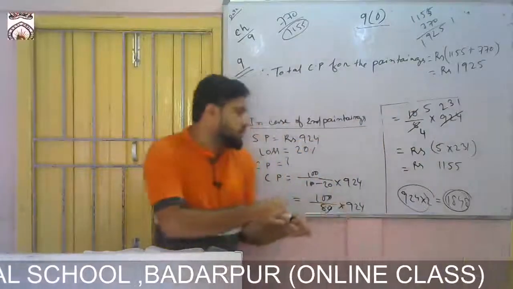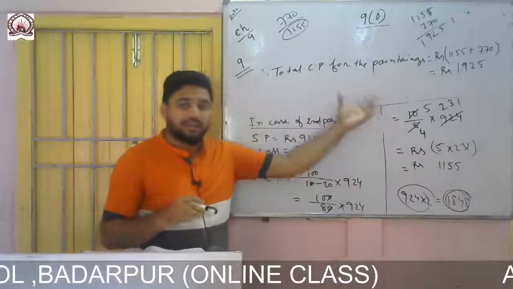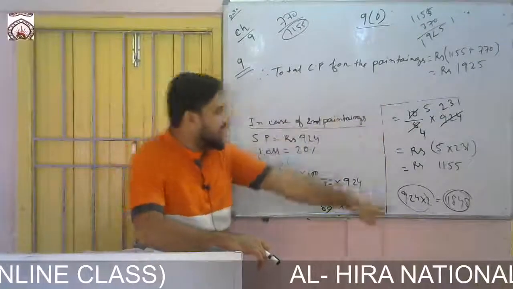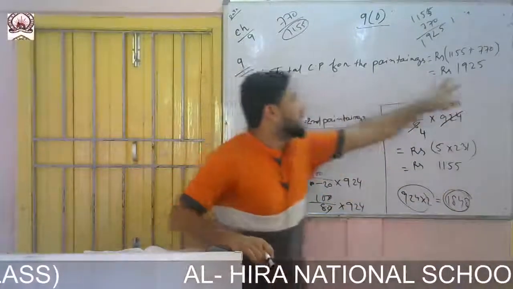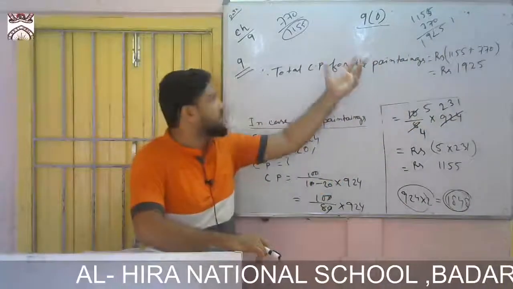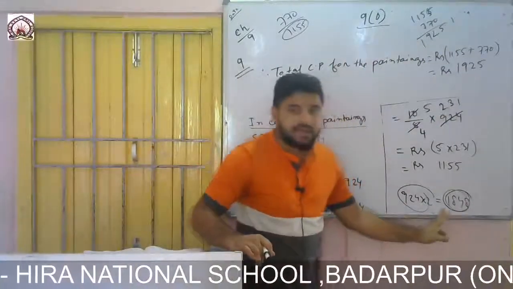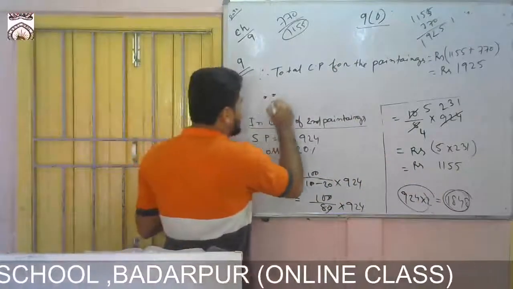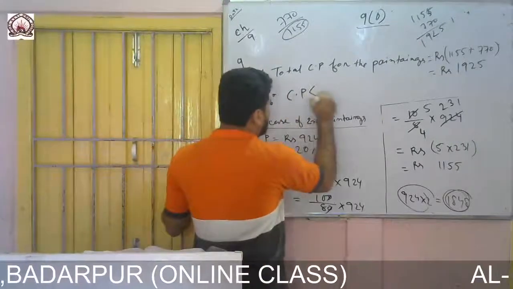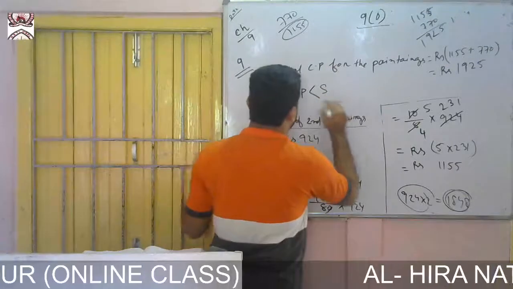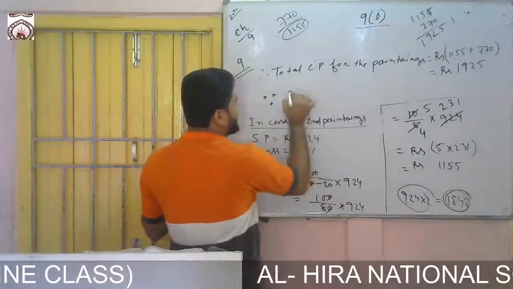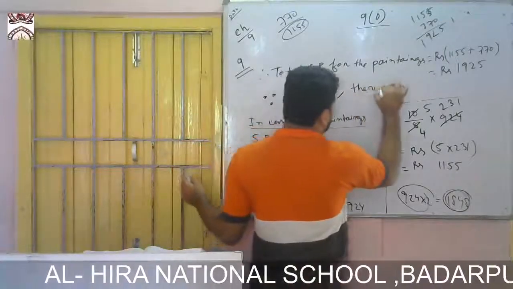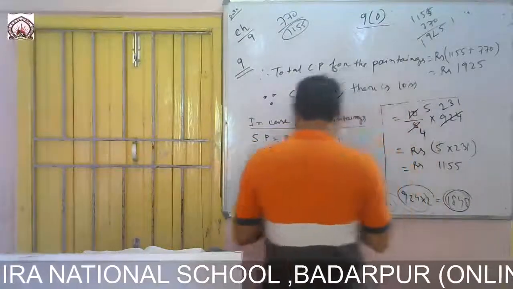So here you see, in your book it is given in the second line that total SP for the paintings is 1848. You see, I have already erased it. And now you see 1848 and CP is 1925. So obviously it is a loss, because CP is greater than SP. So write, since CP greater than SP, there is loss.